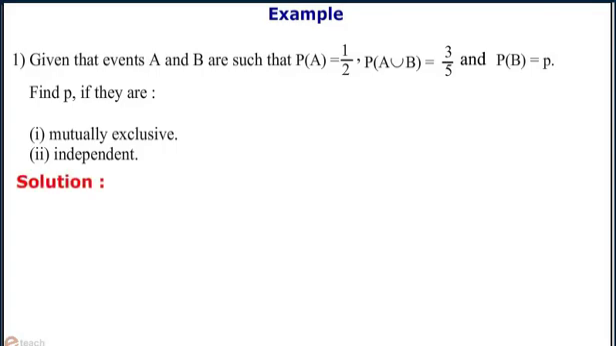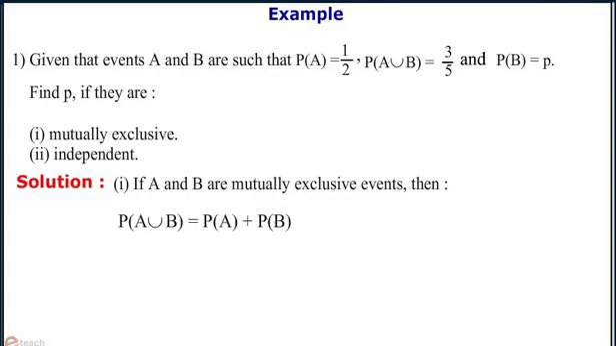Solution: number 1. If A and B are mutually exclusive events, then probability of A union B is equal to probability of A plus probability of B. So P is equal to 3 by 5 minus half, that is 1 by 10.